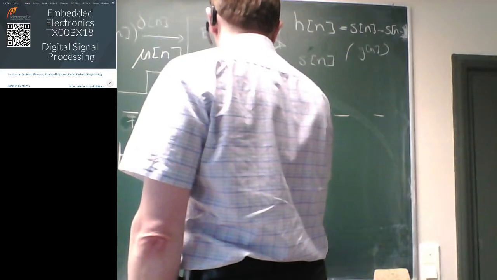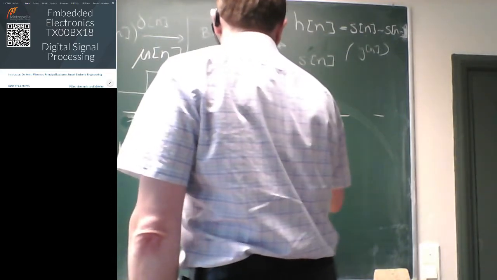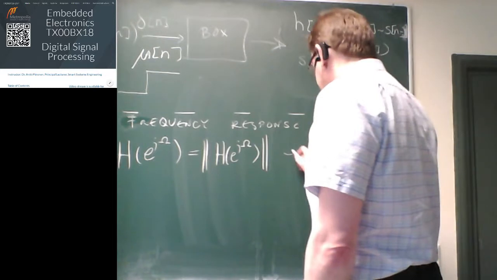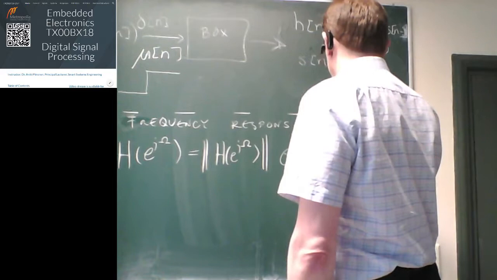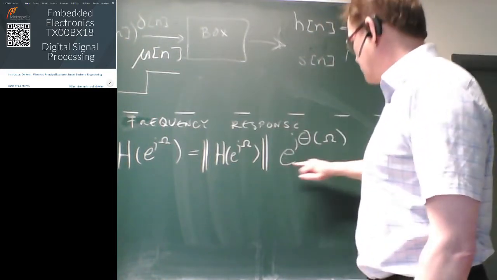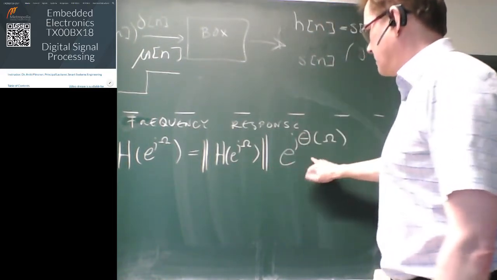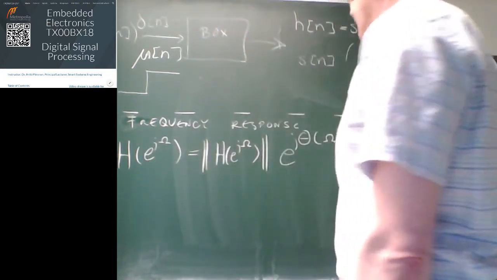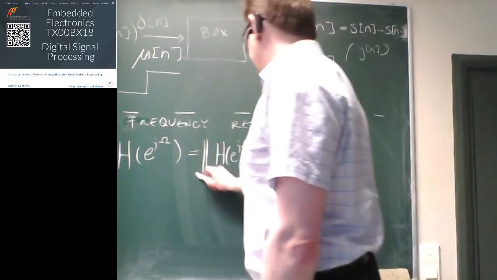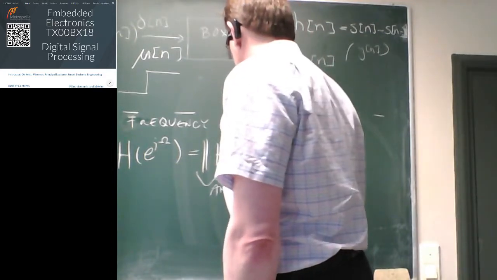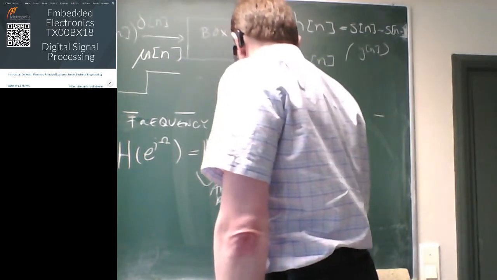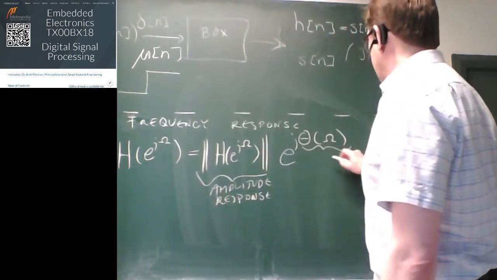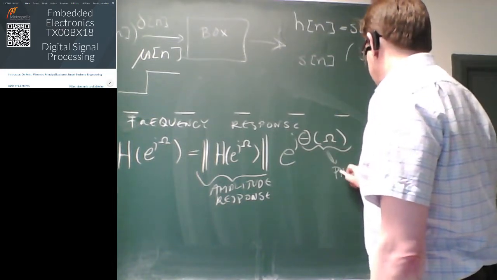That's the frequency response, which can be divided into 2 parts. The first one is the amplitude response, which is just the absolute value of this one. And then you have the phase response as the phase shift value of that frequency response. That part is the phase response.